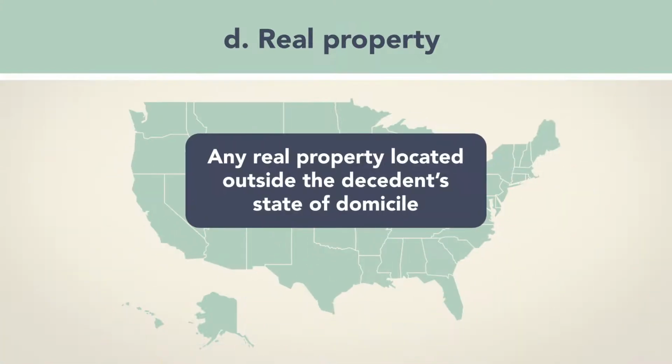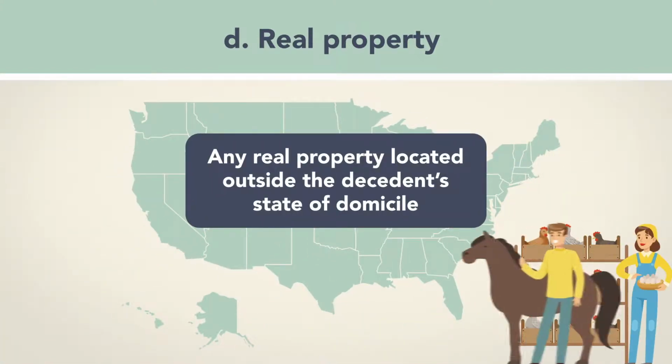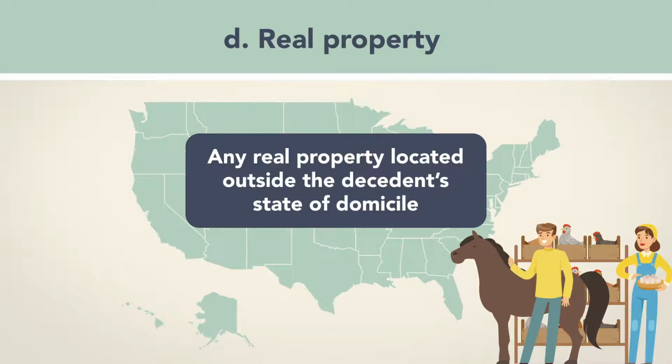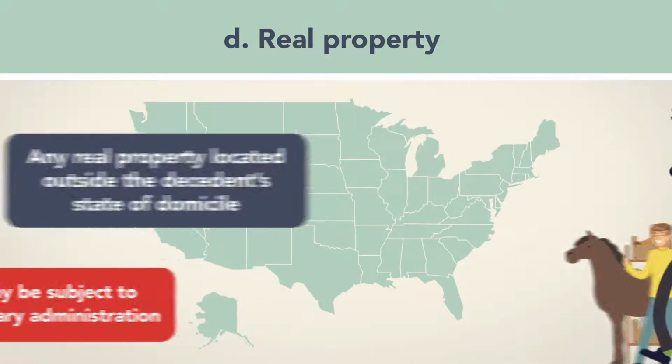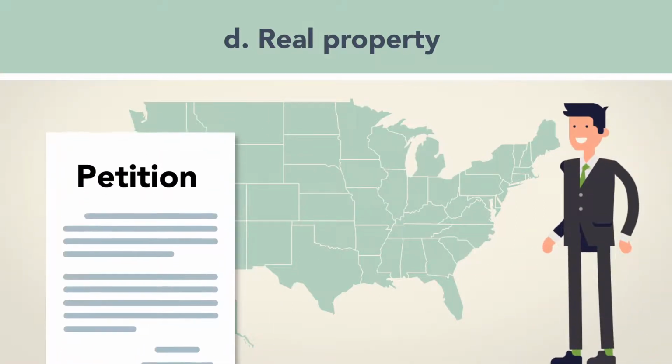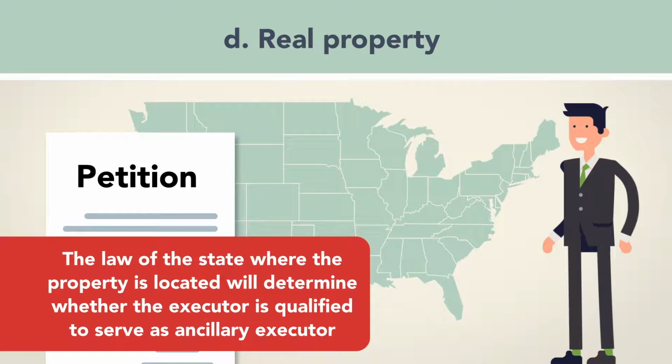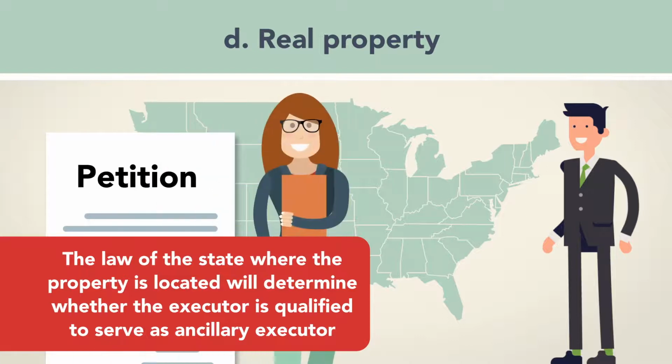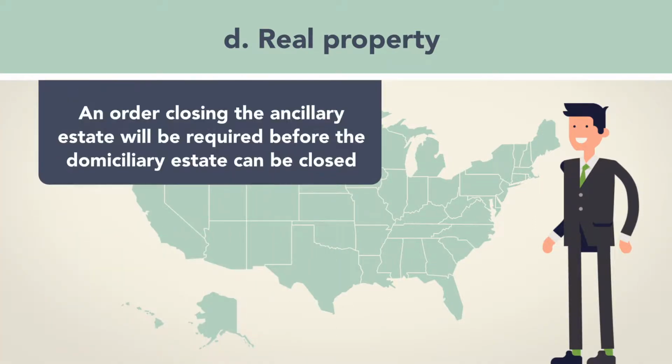Any real property located outside the decedent's state of domicile, and any livestock, oil, gas, or mineral rights that are attached to real property located outside of the state of domicile, may be subject to ancillary administration. The executor of the domiciliary estate must prepare a petition for ancillary administration to be filed in the state where the real property is located. The law of the state where the property is located will determine whether the executor is qualified to serve as ancillary executor or whether an ancillary administrator must be appointed. The ancillary administration runs concurrently with the domiciliary administration. An order closing the ancillary estate after the real property has been probated and sold or transferred will be required before the domiciliary estate can be closed.